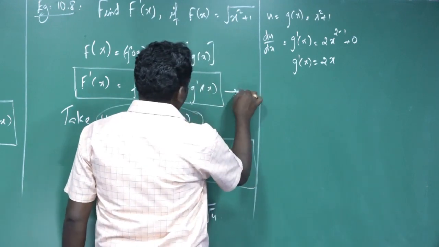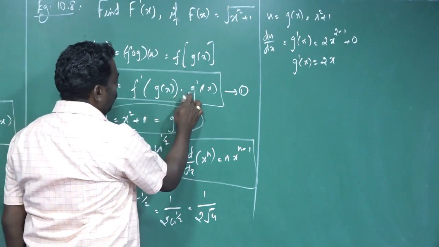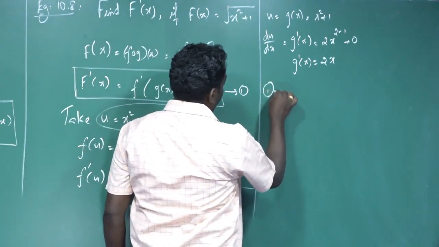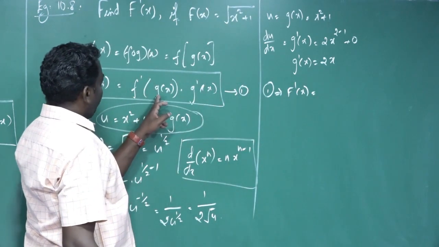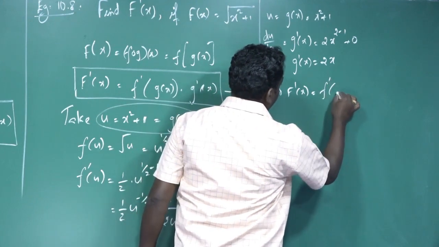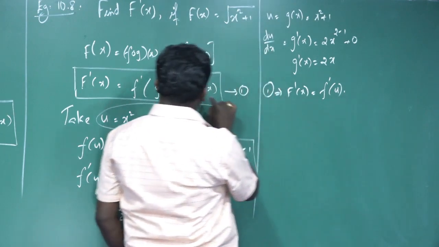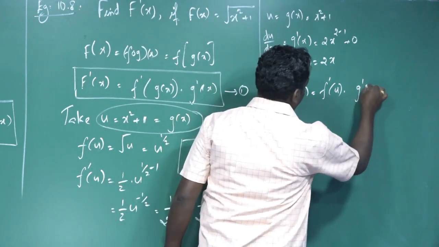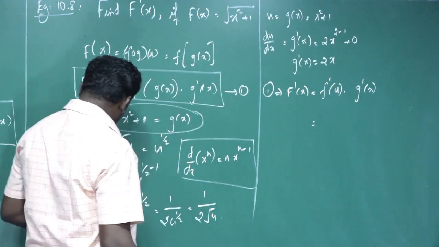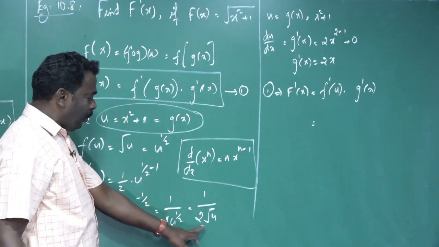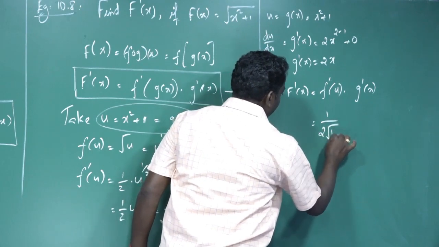Now we can call this equation 1: F dash of x is equal to f dash of g of x into g dash of x. Therefore, from the first equation, capital F dash of x is equal to f dash of g of x, and g of x we call the u function, into g dash of x. That is equal to f dash of u. What is f dash of u? F dash of u is equal to 1 by 2 into root of u. Therefore it is 1 by 2 into square root of u.